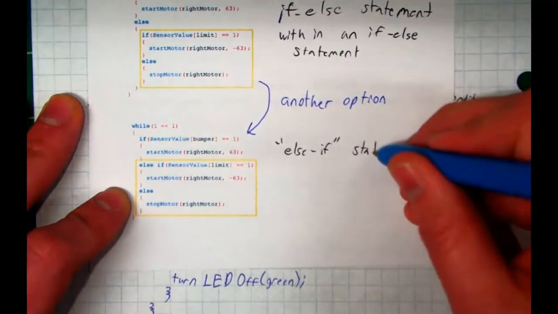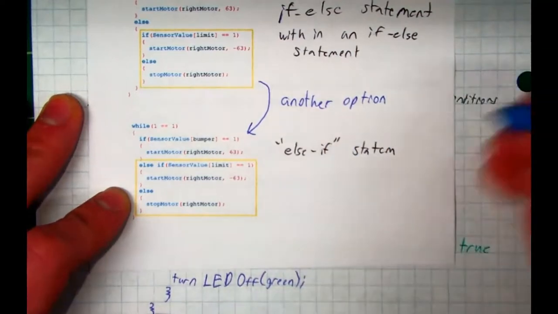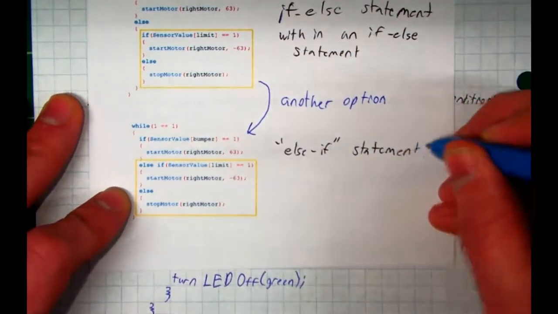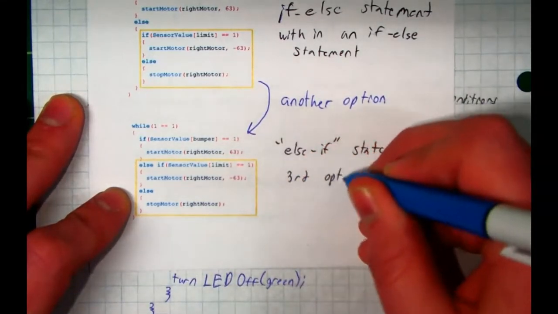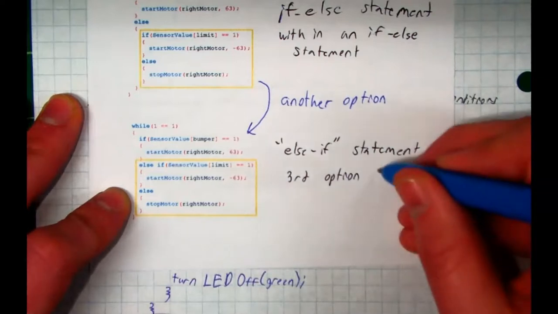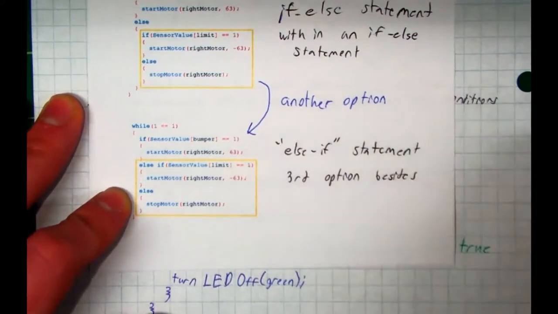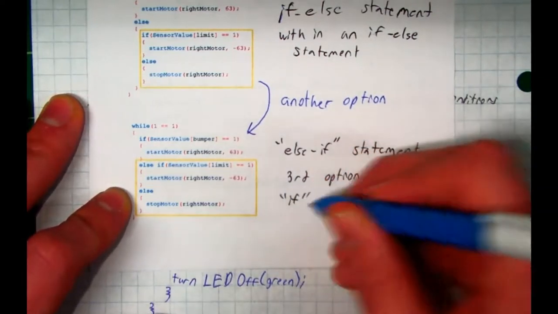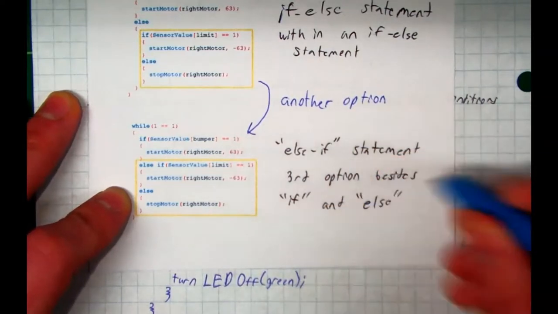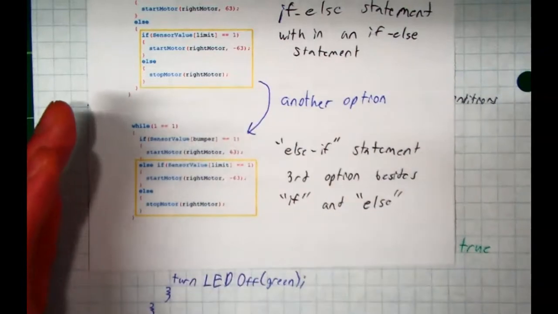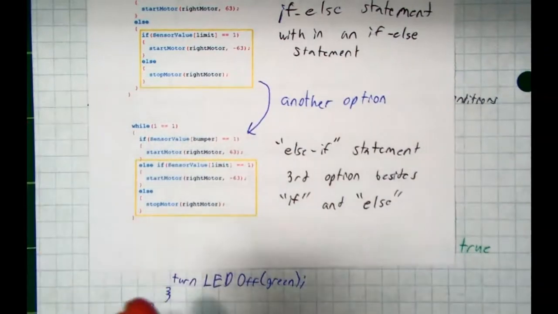But an else if statement basically just presents a third option besides your if or your else. So if else is really good if you want one of two things to happen. If you want one of three things to happen, you can do an else if. And I assume you could do a four. I've never tried it, but I assume you could do a fourth option.